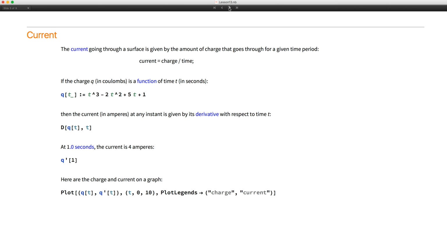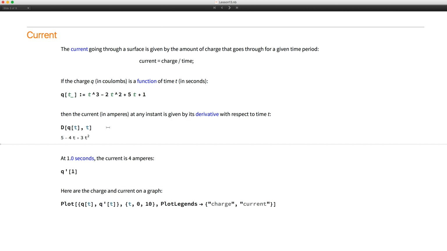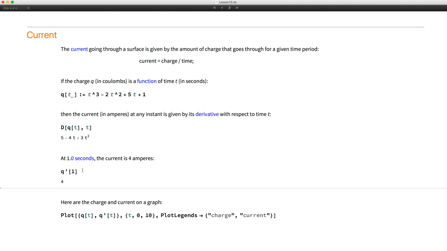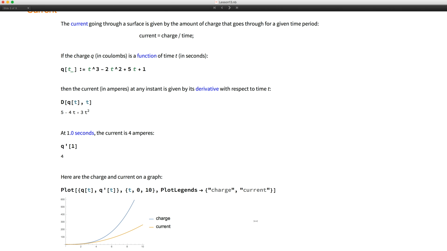Okay, so let's go on now to current. If you have, let's say, a wire and some current flows through it, then the average current is the charge that flows in a certain period of time. But of course, the charge itself might depend upon the time t, like over here. And then the current at any given instant will be the derivative of that charge with respect to t. So at, let's say, 1 second, the current is 4 amperes. And then what you can do is plot the charge and the current and get back a plot for both these quantities.